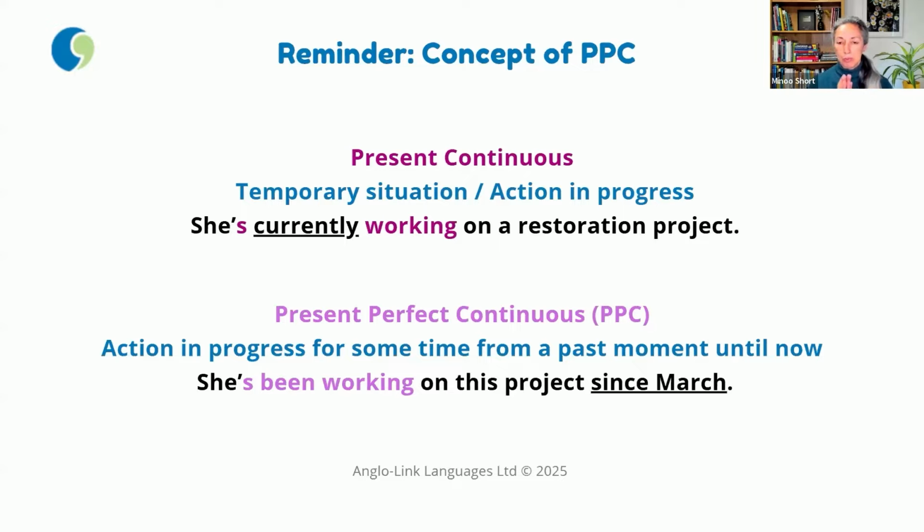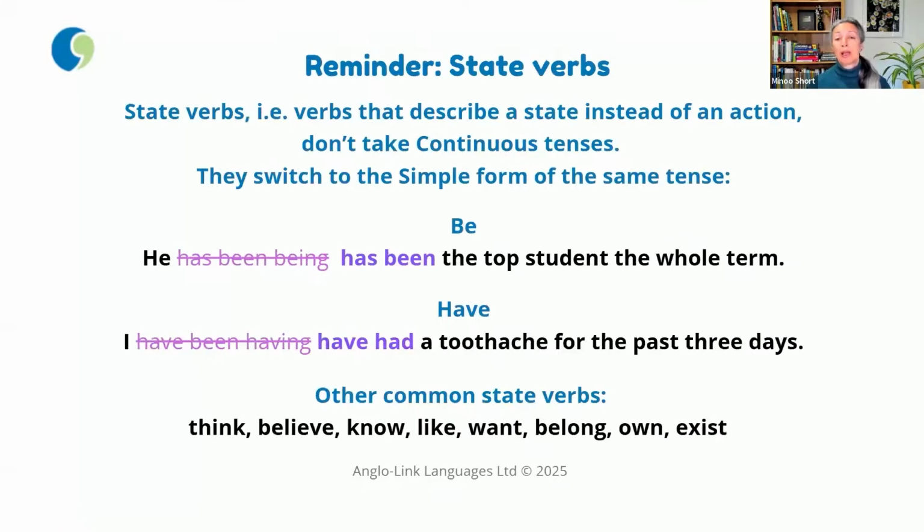Now, in the last lesson, when we looked at these two tenses, present continuous and present perfect continuous, we also mentioned something very important, and that was state verbs. Remember that state verbs, verbs that describe a state instead of an action, don't take continuous tenses. We said that they switch to the simple form of the same tense. So, for example, the verbs be and have are two very important state verbs. And because we can't put them in the present perfect continuous tense, they automatically switch to the present perfect.